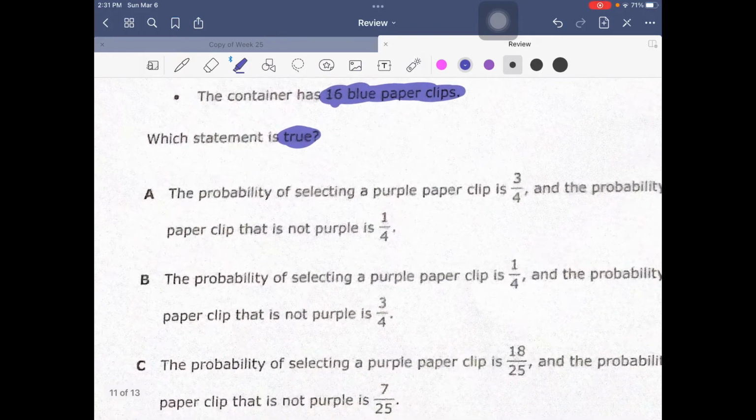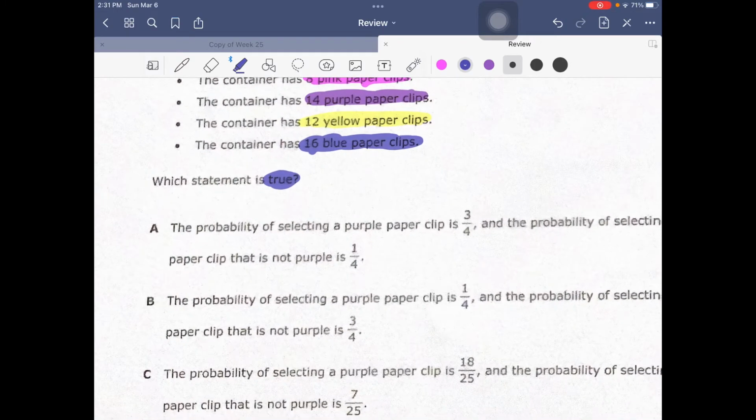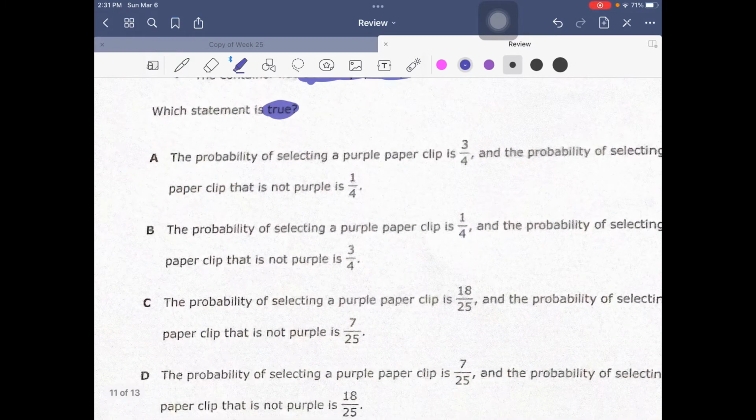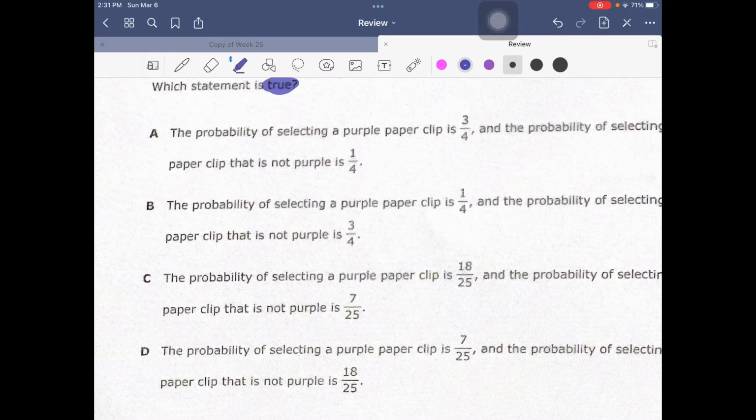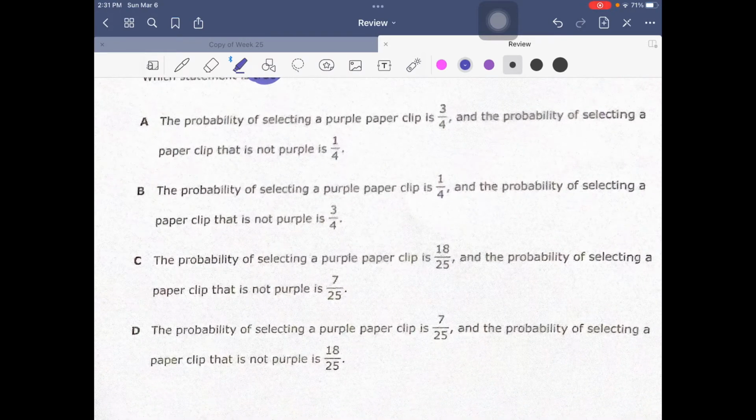Ahora, let's read each one and then we'll see what we need. Now, the probability of selecting a purple paperclip is 3/4. And the probability of selecting a paperclip that is not purple is 1/4. Well, we'll see that in a little bit. The probability of selecting a purple paperclip is 1/4. The probability of selecting a paperclip that is not purple is 3/4. Basically the same thing, but reversed.